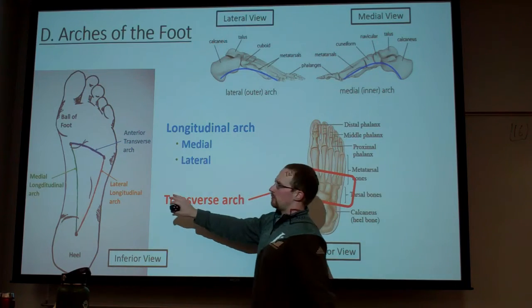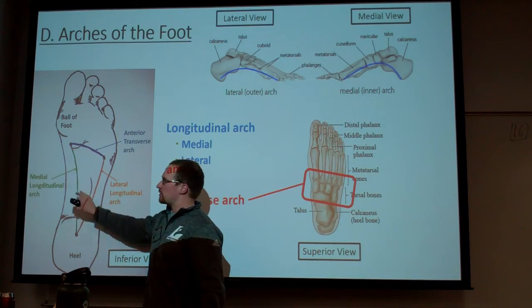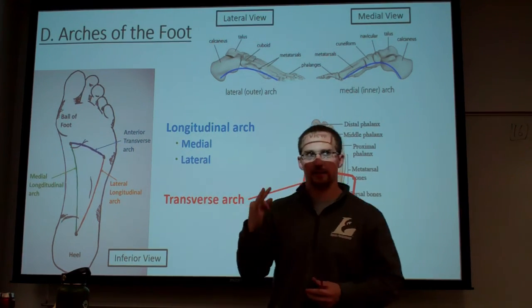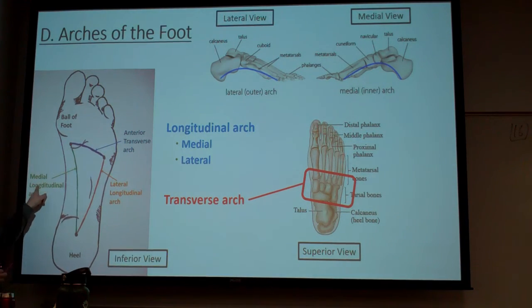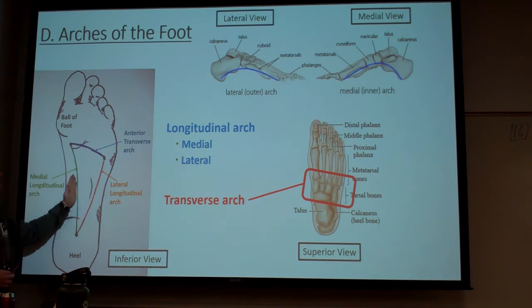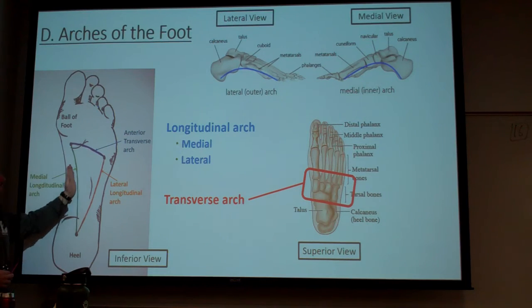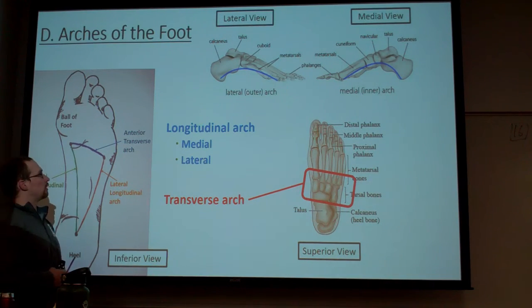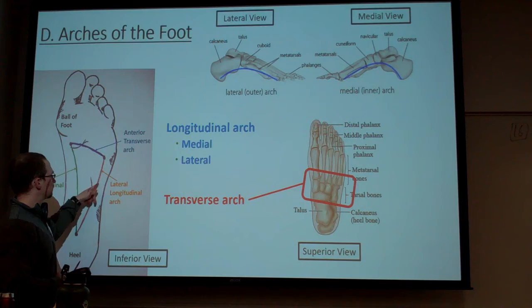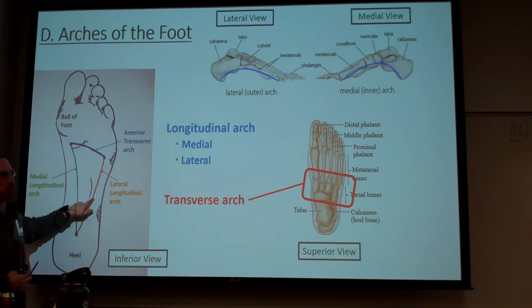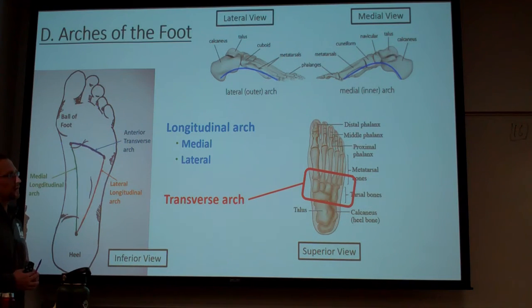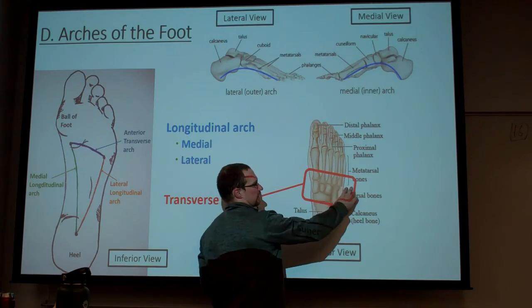Now, on the bottom of our foot with this arch, we got three different arches we're looking at. To keep it very simple, the medial longitudinal arch, that's along the medial portion of your foot, closer to your big toe. The lateral longitudinal arch goes from your heel, but more towards your pinky toe. And then we got our transverse arch, which goes directly across.